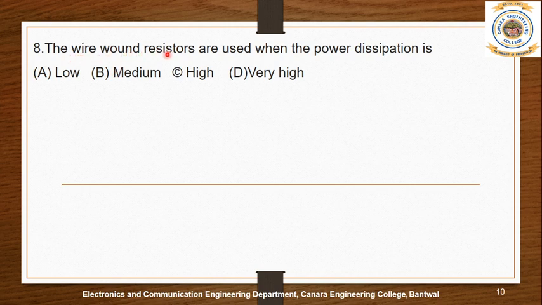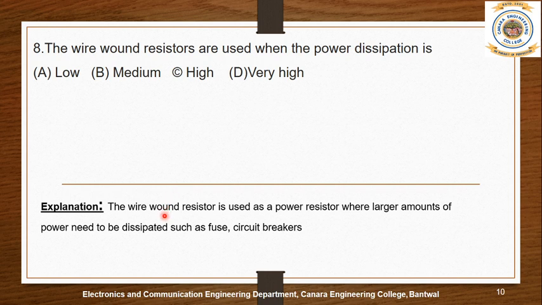The wire wound resistors are used when the power dissipation is low, medium, high, or very high. Wire wound resistors are used as power resistors. Power resistors are used when a large amount of power needs to be dissipated, such as in fuses and circuit breakers. So large amount, so it should be very high. The option is very high.